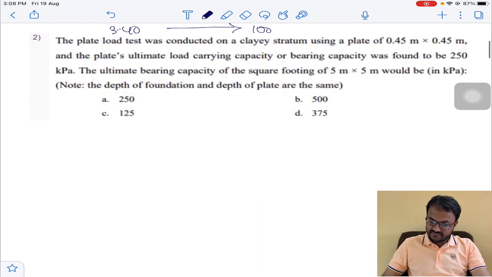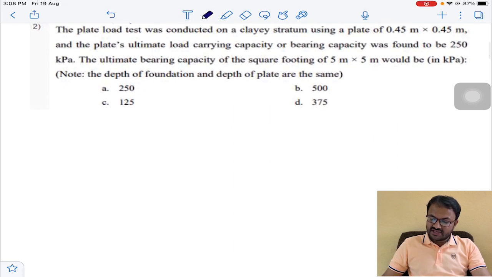Next question. A plate load test was conducted on a clayey stratum, that is, the test was conducted on clay soil using a plate of 0.45 meter, and the plate's ultimate bearing capacity was found to be 250 kilopascal. The ultimate bearing capacity of a square footing of size 5 meter by 5 meter would be.